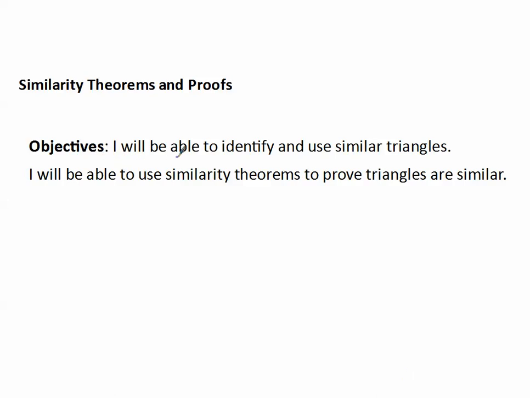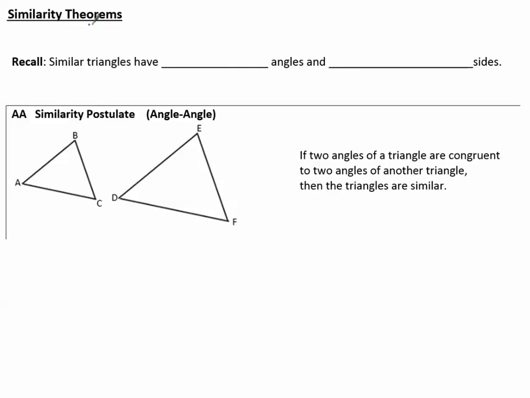In this lesson, our objectives are to be able to identify and use similar triangles, also to be able to use similarity theorems to prove triangles are similar. Similarity theorems. Recall that similar triangles have congruent angles and proportional sides. However, we don't have to know all of this information to know that our triangles are similar. There are some shortcuts. In fact, there are 3 postulates or theorems that help us with these shortcuts.